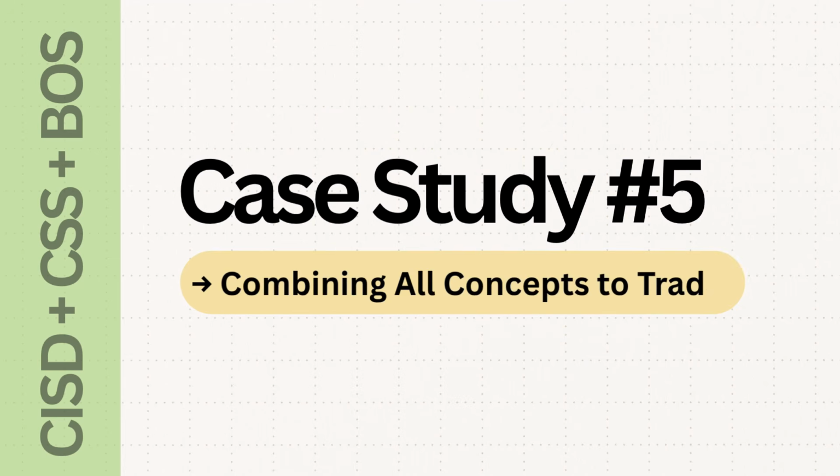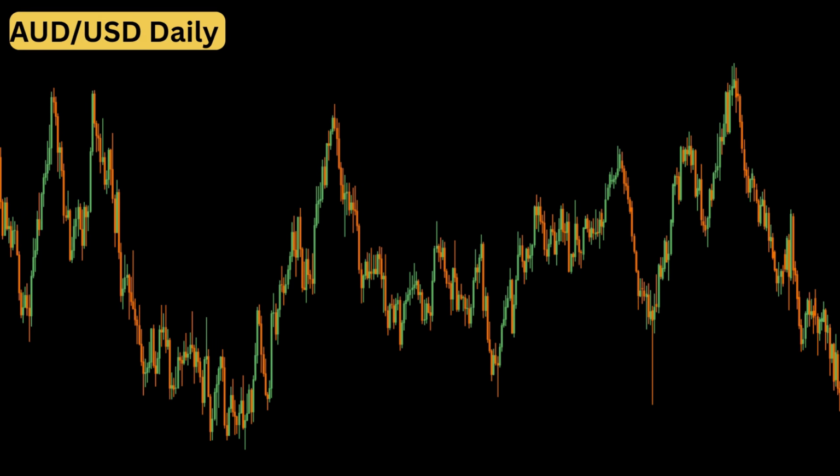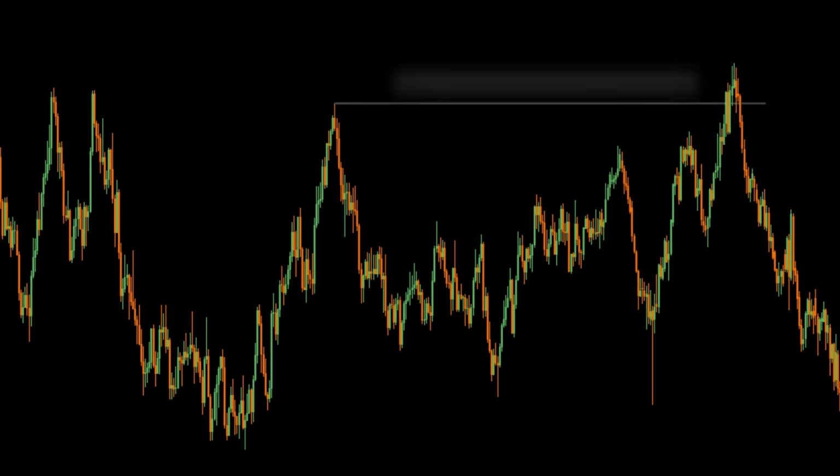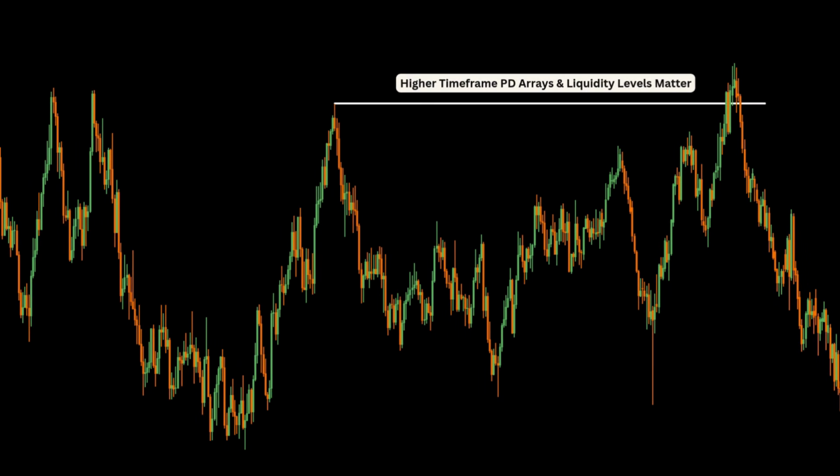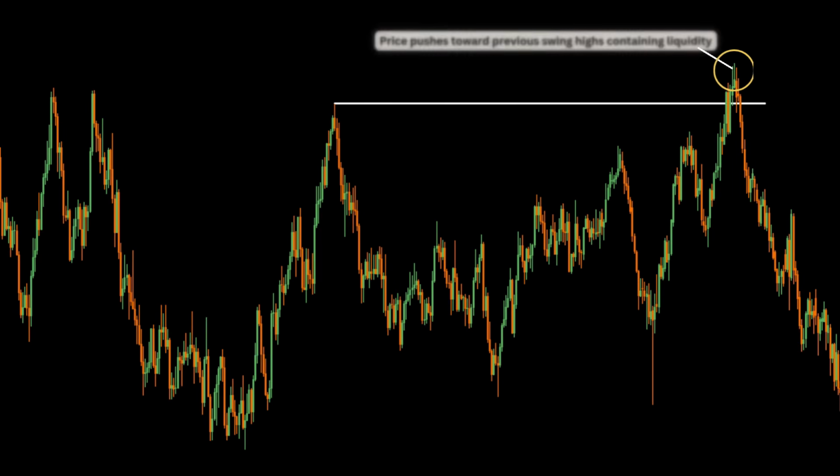Now let's look at an example of how we can combine all these three concepts, CISD, MSS, and BOS, into an actual trading idea looking at the AUD-USD pair. Starting with this first chart here, we're looking at the daily time frame. And one thing I always pay attention to on the higher time frame is the PD arrays, especially important liquidity levels and swing points. In this case, notice how price is pushing upward towards these previous swing highs right here.